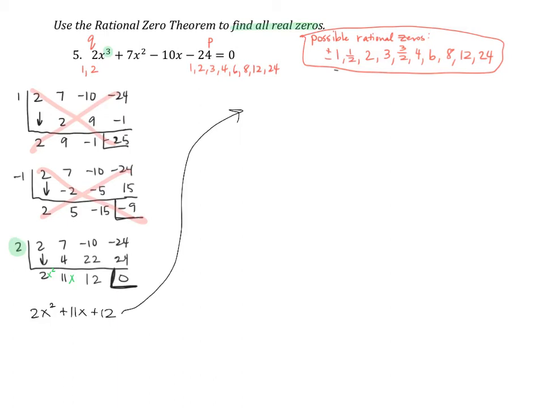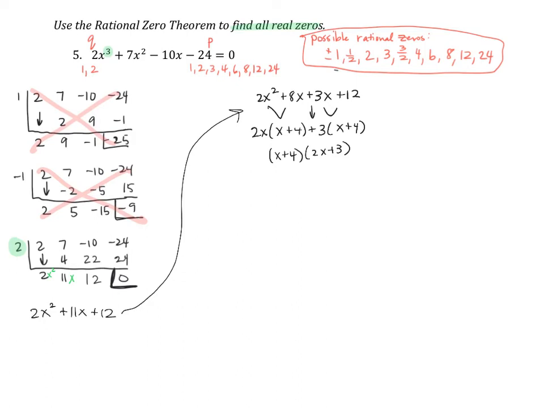Okay, so we need something that multiplies to get 24 and adds to get 11. So 2x squared plus 8x plus 3x plus 12. 8 times 3 is 24, and 8 plus 3 is 11, so that should work. Take out a 2x here. That'll leave us with x plus 4. Bring down the plus. The 3 is in common. That'll leave us with x plus 4. So x plus 4 and 2x plus 3 are the factored version of this 2x squared plus 11x plus 12.